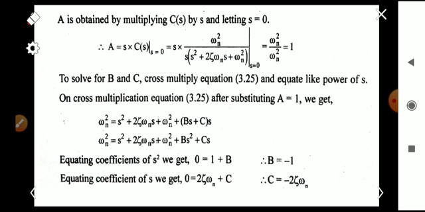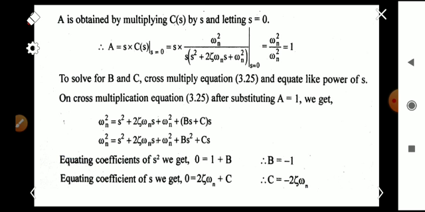Okay, and by expanding this bracket, we have bs square plus cs, and by equating the coefficient of s square, we obtain that in the left hand side there is no s square term, so we are getting 0 is equal to, here the coefficient of s square is 1 and here the coefficient of s square is b, so 0 is equal to 1 plus b, so b will be equal to minus 1.